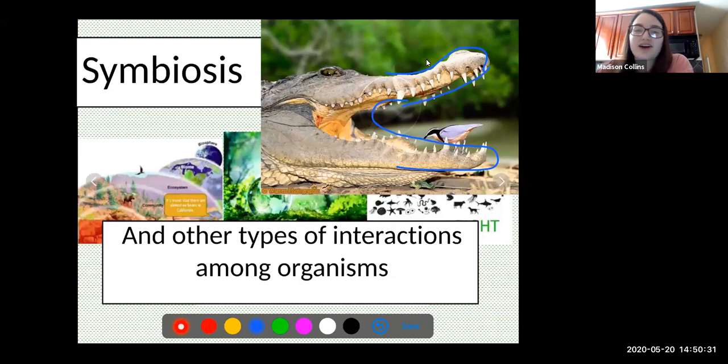So they help each other out, because the bird's able to pick up some food that it might not otherwise get, and the crocodile is able to get its teeth cleaned. So this is an example of mutualism, which is a type of symbiosis.